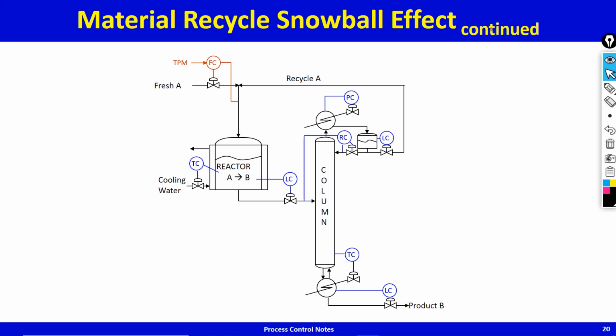Now imagine the same disturbance, the concentration of the fresh A feed changes. If the concentration changes, recycle rate will change a lot. If the recycle rate changes a lot, the total flow to the reactor will change. That change will be detected, and the throughput manipulator flow controller will either increase or decrease the fresh A feed rate so that the total flow to the reactor remains fixed.